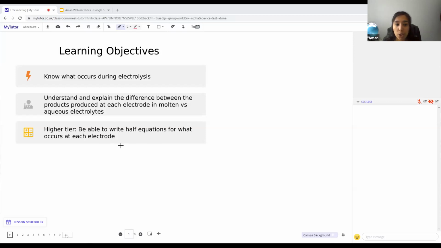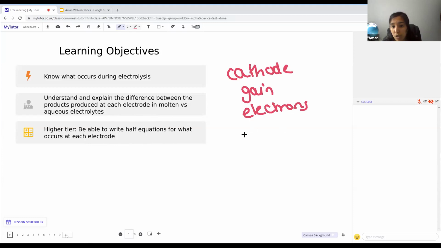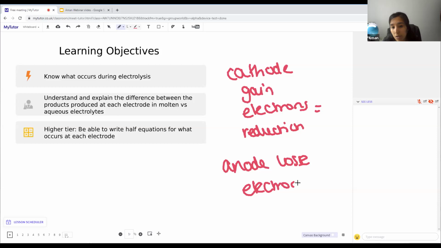And be able to write half equations for what occurs at each electrode. We've covered that in quite a lot of detail today. We wrote half equations on pretty much all of the reactions that we did, so hopefully that makes a lot more sense. But the general gist is that at the cathode, we gain electrons, so it's reduction. And then at the anode, we lose electrons, and so that is oxidation. Good.